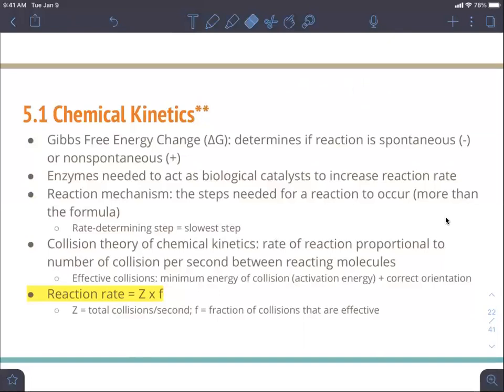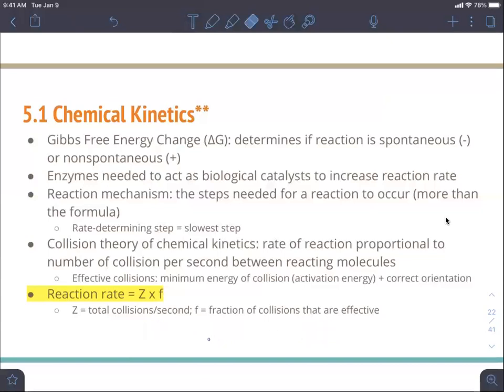Reaction rate, this is the equation, is just Z times F. So Z is the total collisions per second, and F is the fraction of collisions that are effective. This is pretty intuitive because say there's like 100 collisions that happen, but only like 25% reach the minimum threshold in the correct orientation. So that would just be 25 would be the reaction rate in that case.